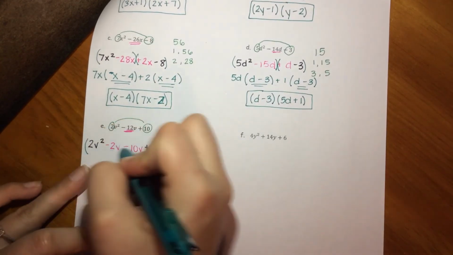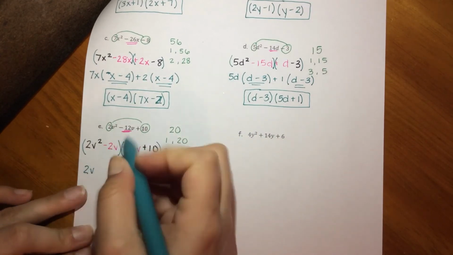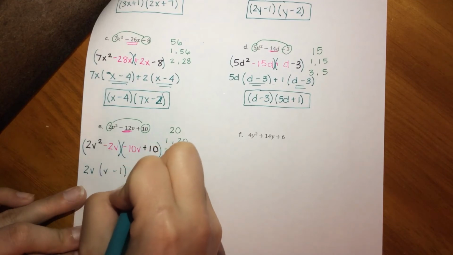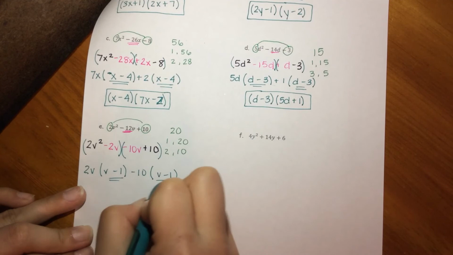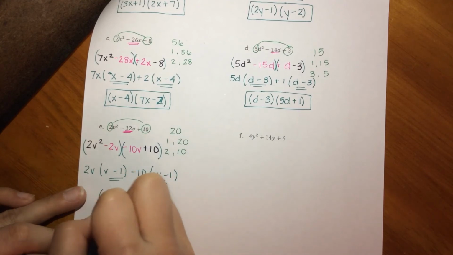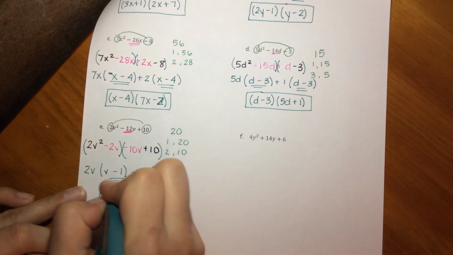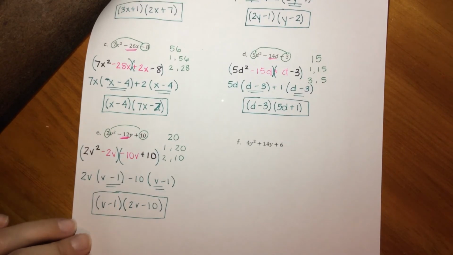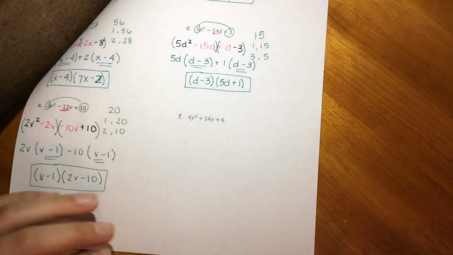Factor by grouping. 2v, v minus 1. Take out negative 10, then you get v minus 1. And there you go, okay? As we go into the last problem here, actually, you know what? I'm going to hold off on that. I'm going to go through the last problem, and then I'll come back to that.